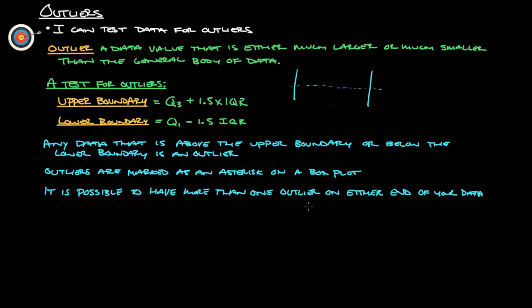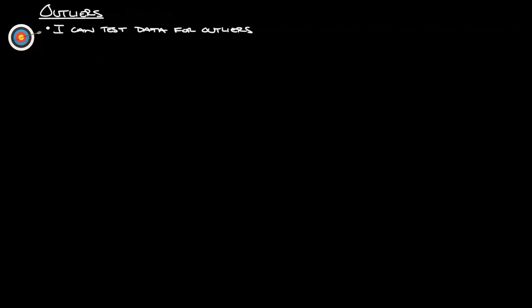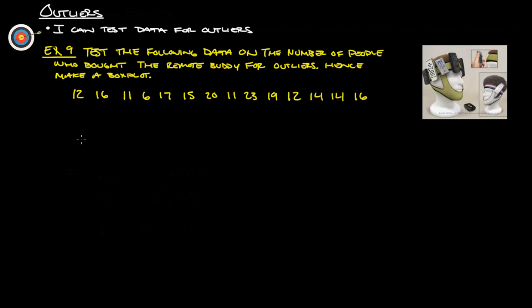So let's take a look at an example that will help us better understand all this. Example 9. Test the following data on the number of people who bought the remote buddy for outliers. Hence, make a box plot. So basically, we're going to organize all the data, make a box plot, and then from there, we should be able to figure out our outliers.